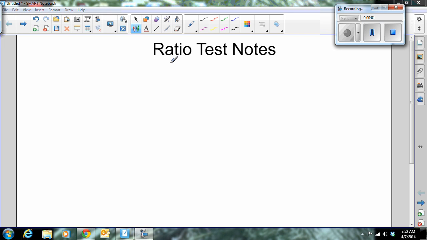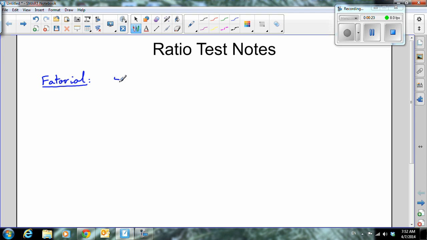Your ratio test notes. But before we get into it, there's one problem here that will require you to know a little bit more about what we call factorials. Now, what exactly are factorials? Factorial is a product of numbers or integers with all the integers below it.